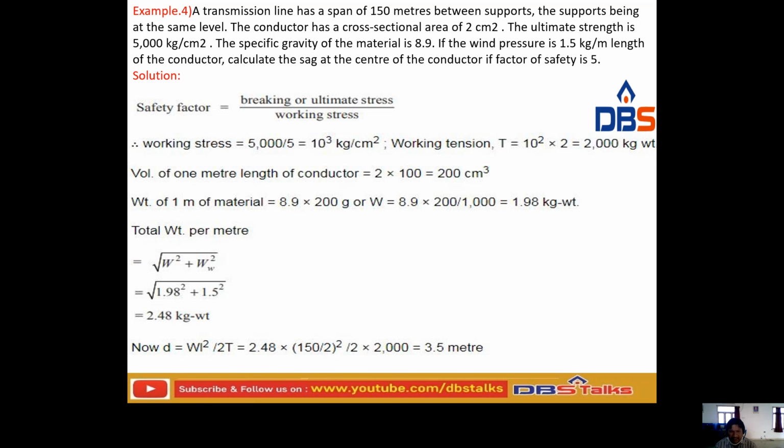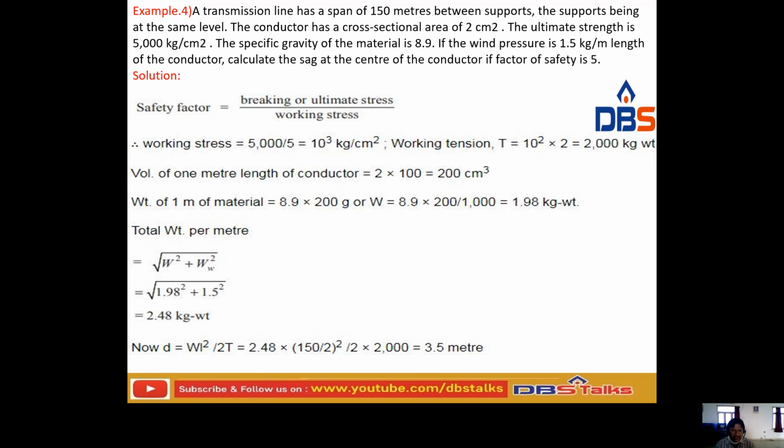As usual, the definition of factor of safety. This is also similar to the above problem. Factor of safety is equal to ultimate stress by working stress, so working stress is equal to ultimate stress by safety factor. Ultimate stress is 5000 kg divided by safety factor 5, that is equal to 10 cube kg per centimeter square.